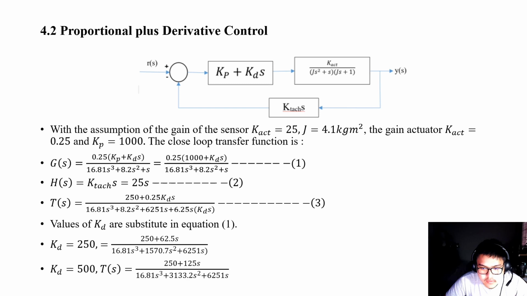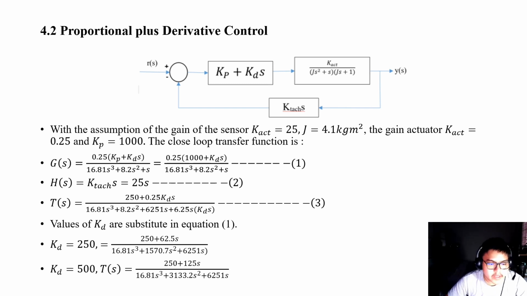J equals 4.1 kg per meter squared. Mechanical Kx equals 0.25 and Kp equals 1000. So the closed loop transfer function is G(s) equals 0.25 (1000 plus Kd s) over 16.81 s^3 plus 8.2 s^2 plus s. That is equation number 1. H(s) equals K tag s, that is 25s. That is equation number 2.